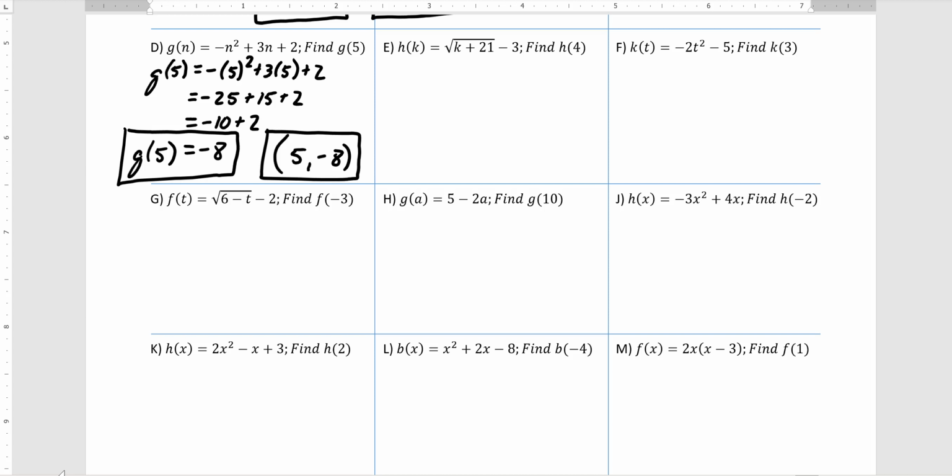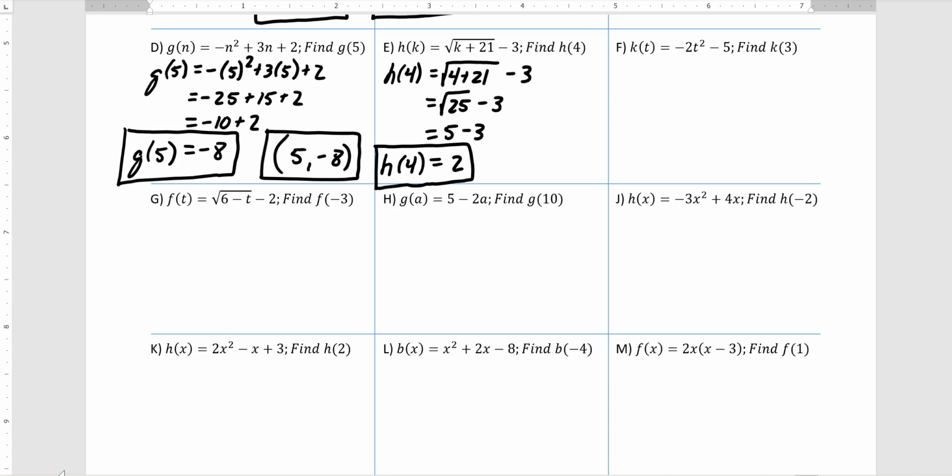Looking at letter E here, h of k equals the square root of k plus 21, minus 3. Find h of 4. All right, so instead of h of k, we'd say h of 4, and anywhere there was a k, we would now put 4. So we'd say 4 plus 21, then minus 3. 4 plus 21 is 25. So the square root of 25 minus 3, the square root of 25 is 5. And 5 minus 3 is 2. So we'd have h of 4 equals 2. As a coordinate pair, my input was 4, my output was 2. There we go. All right, one more together.